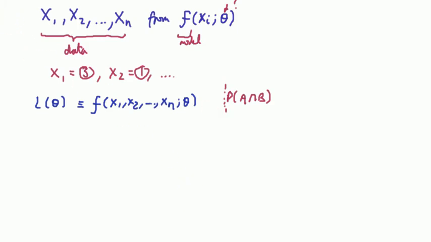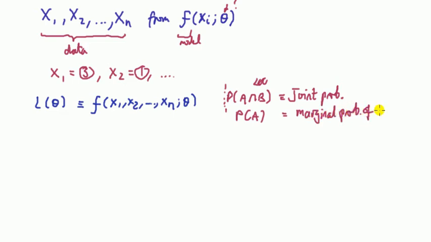And before I continue, let's also look at this. Recall that this probability is called the joint probability. If we're interested in only the probability of A or only the probability of B happening when there are two events, say, what's the probability of A happening when A and B could happen, this is called the marginal probability.